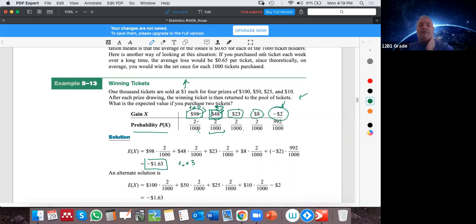So if there are 1,000 people and each of them buys 2 tickets, the company will get more money, but it doesn't say each of them gets 2 tickets, right? Or it says after each try, the winning ticket is returned to the pool. If you purchase 2 tickets, it means 1,000 times 2, so 2,000 tickets. So 2,000 times 1.63 will be in the company's box, the amount the company will get.